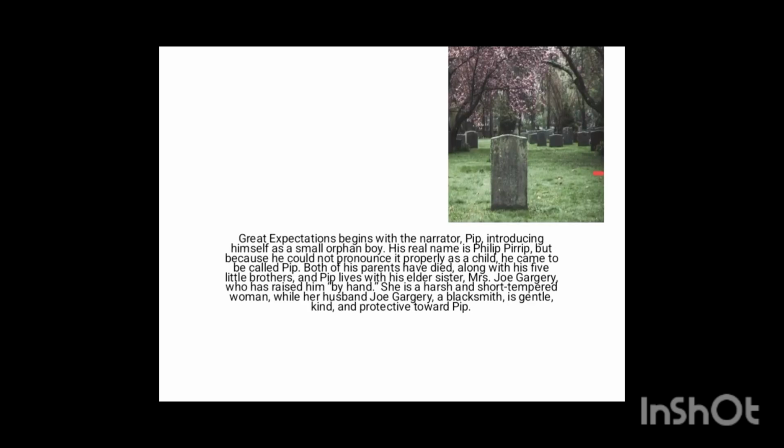Great Expectations begins with the narrator Pip introducing himself as a small orphan boy. His real name is Philip Pirrip, but because he could not pronounce it properly as a child, he came to be called Pip. So basically, his name was Philip Pirrip, but because it was very hard for him as a child to say his name, he changed it to Pip. Both of his parents have died, along with his five little brothers, and Pip lives with his elder sister, Mrs. Joe Gargery, who has raised him by hand. She's a harsh and short-tempered woman, while her husband Joe Gargery, a blacksmith, is gentle, kind, and protective towards Pip.